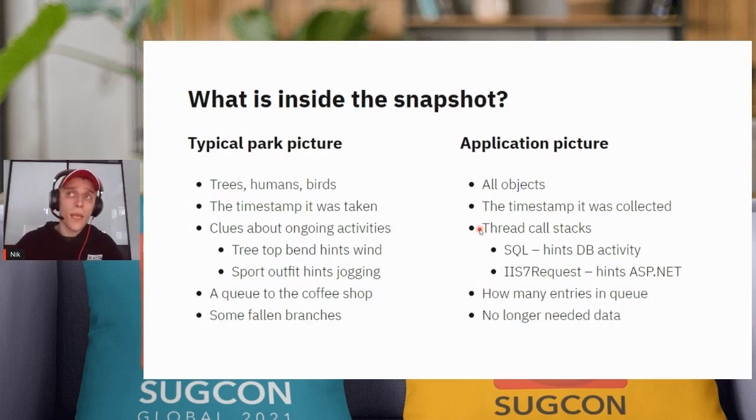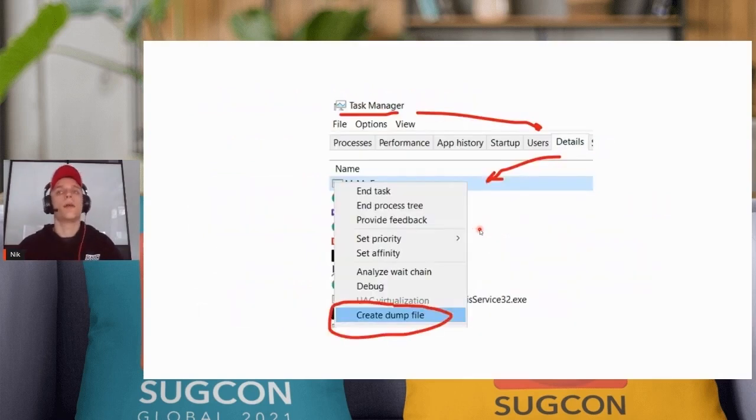Cool. How to make a memory snapshot? Easy. You just create a dump file, and you can actually do it in Azure. You can do it in containers. Just the mechanism is slightly different, but it's still a feature of the OS. You just freeze the process. You copy everything that is in memory and save it, right?